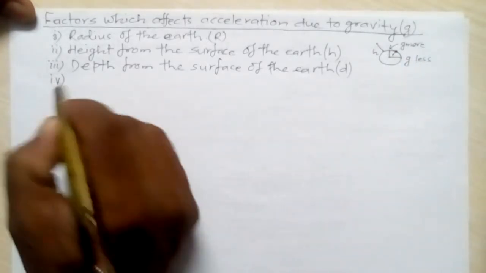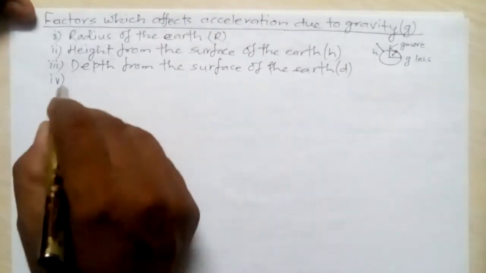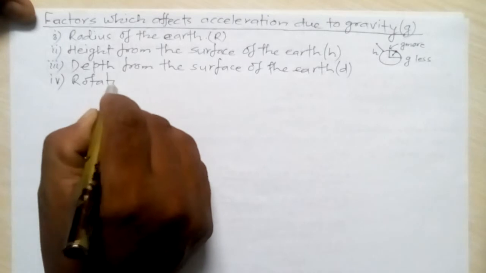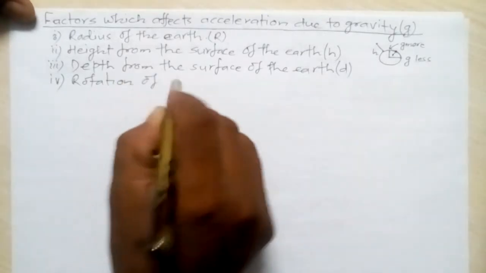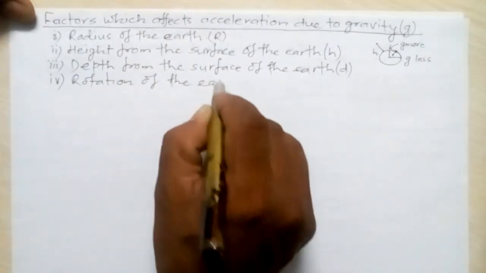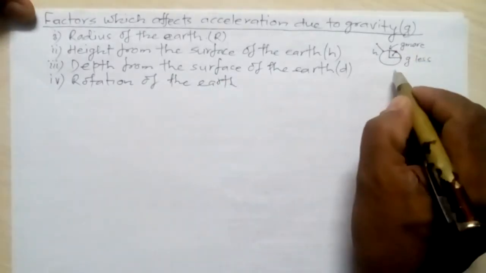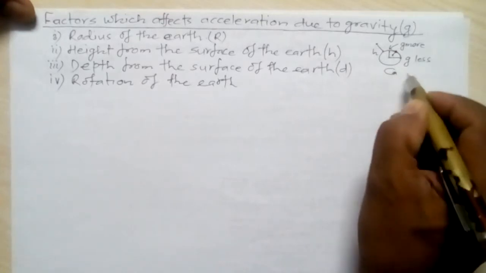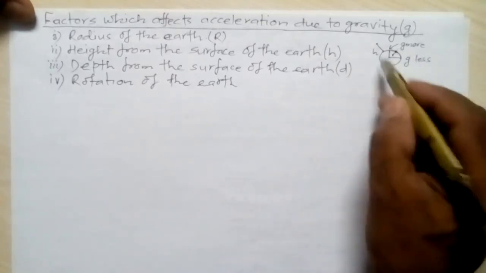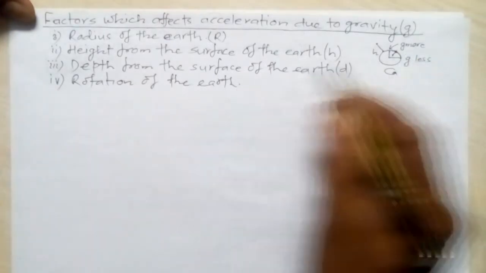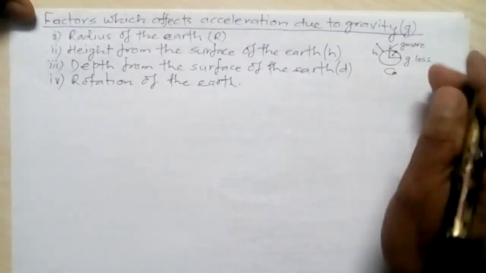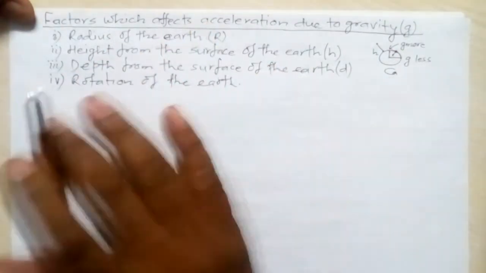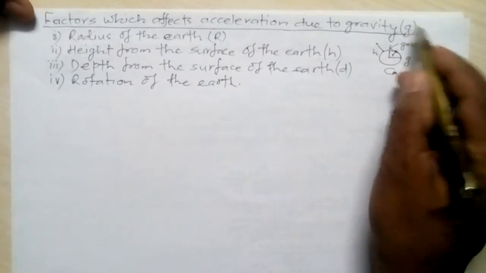And there is another factor also which affects the value of g. This is rotation of the earth. What does it mean? Earth is rotating around its axis from west to east. And because of this rotation, the value of g is less than its real value. This way we can say that there are four major factors which affect the value of g.